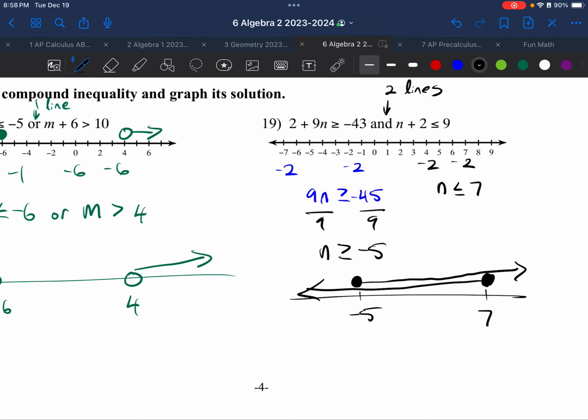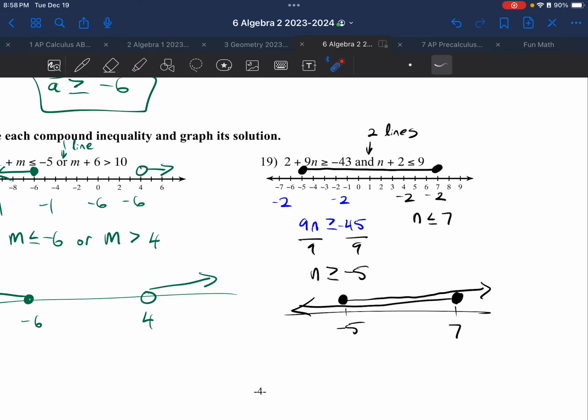I'm going to make a closed point up here at -5, a closed point at 7, and anything in between here is an answer, which means -4 is an answer, -1 is an answer, 1.3951 is an answer. Anything that is in between there, including -5 and including 7, is an answer. So there's our graph. All right.